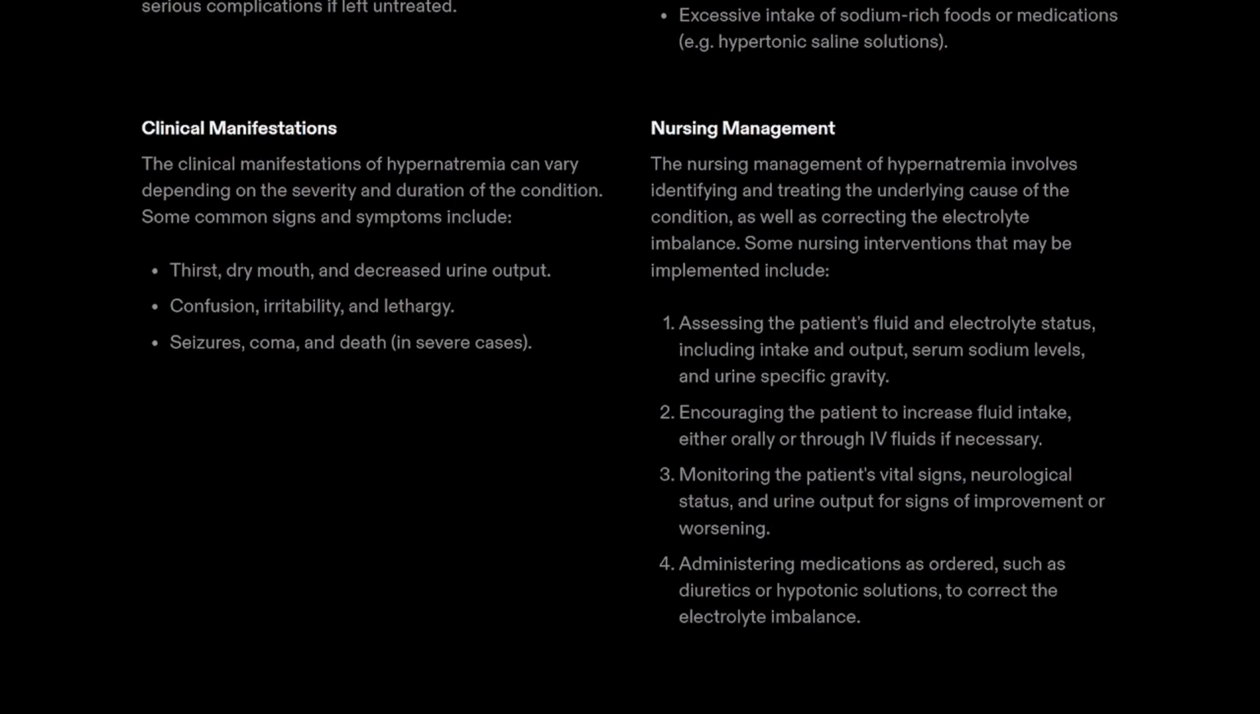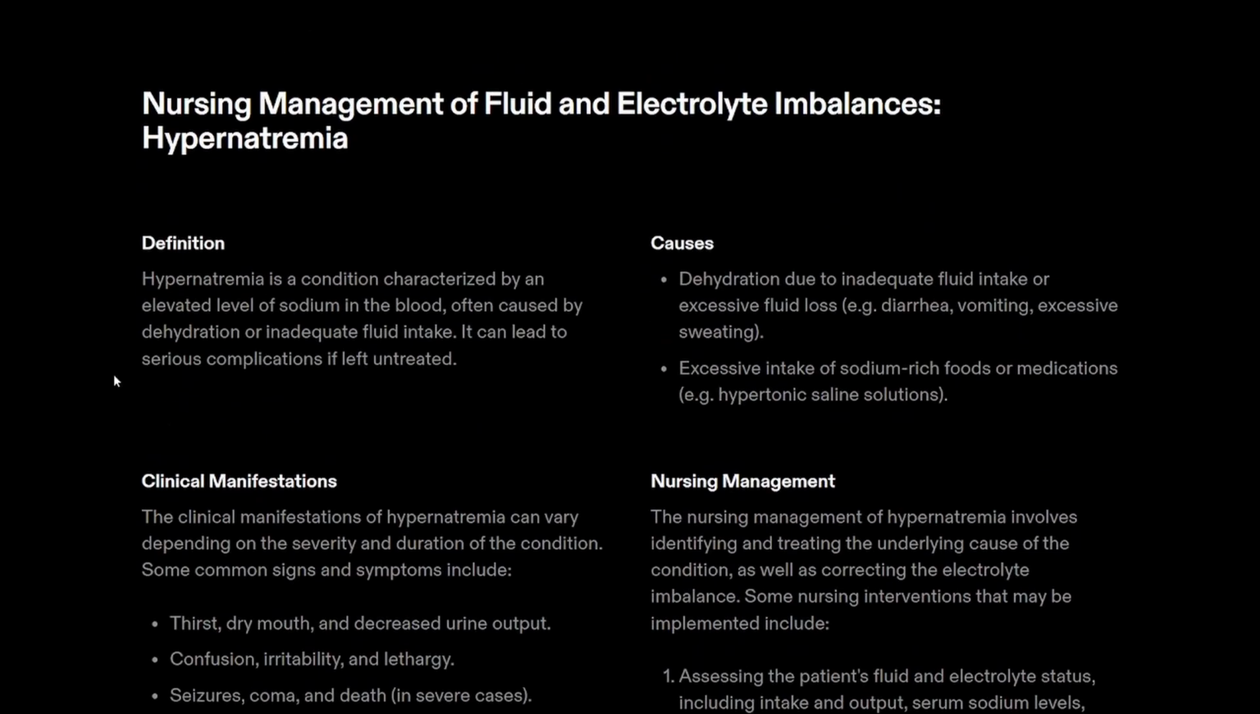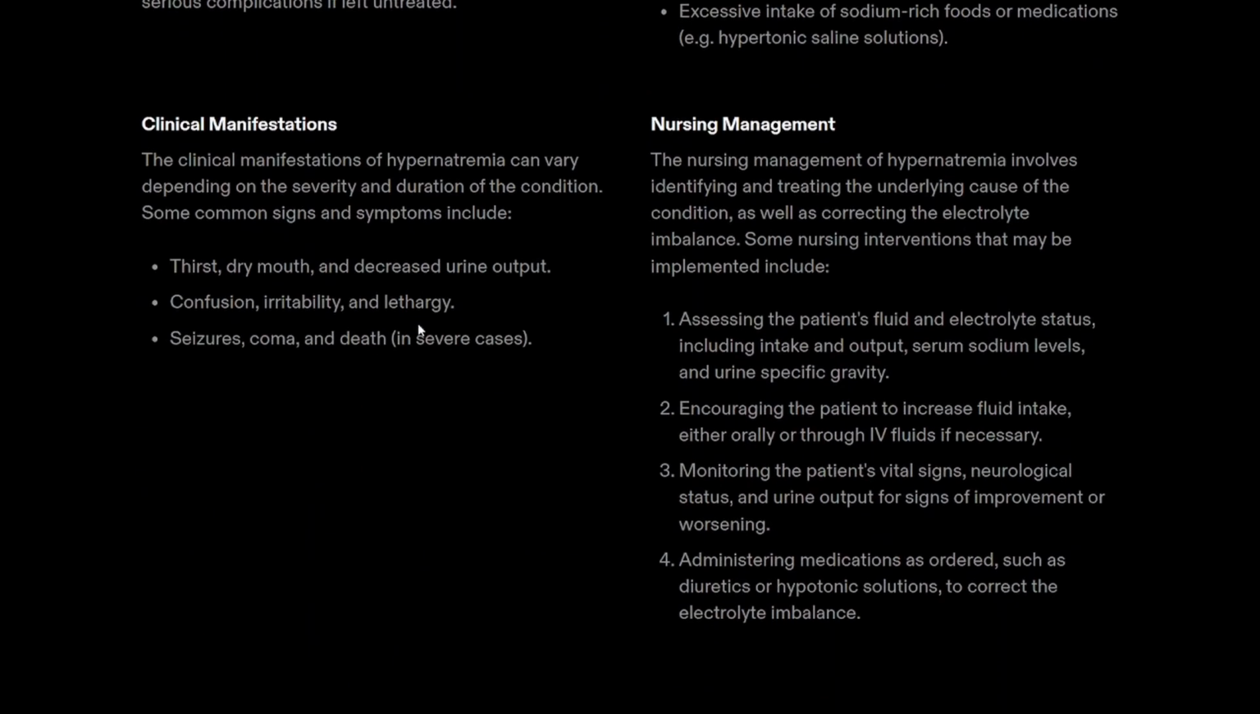And in case of hypernatremia, what happens? Here, there will be an elevated level of sodium in the blood. So, in order to treat that, we need to assess the patient's fluid and electrolyte status and encourage them to take increased fluid intake either orally or through the IV fluids. We need to continuously monitor the vital signs, neurological status, and urine output for signs of any improvement, or whether the condition is further deteriorating.